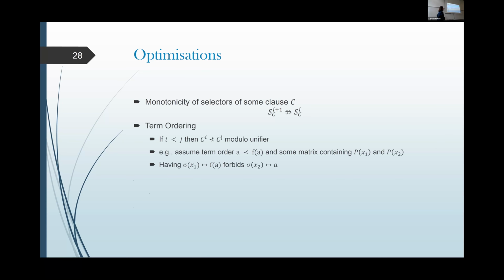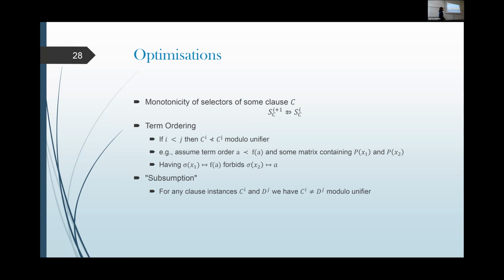This creates a lot of symmetries. Furthermore, we can enforce a certain term ordering as well, because again, the clause instances are completely exchangeable. So clause instance 1 has to be somewhat different from clause instance 2, and we cannot just swap them. In particular, we can say the substitutions have to be monotonic as well.